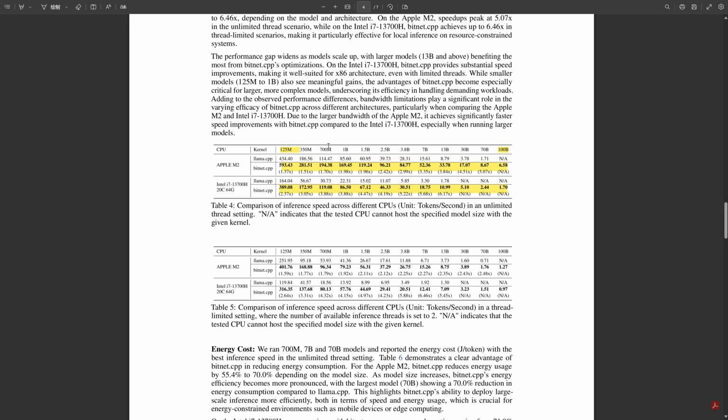Absolutely. And on the x86 Intel CPU, the energy savings for the smaller models they tested were even more dramatic, ranging from 71.9% up to 82.2% less energy used. Wow, over 80% on some configurations.